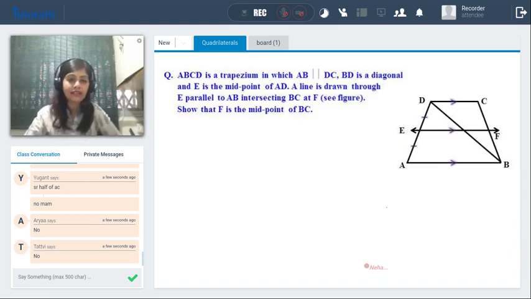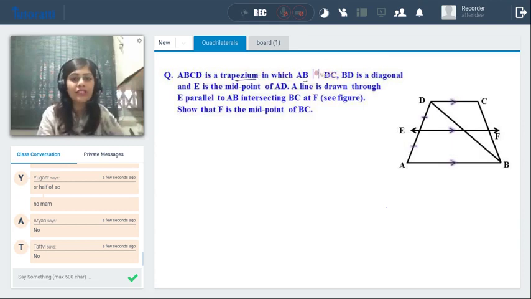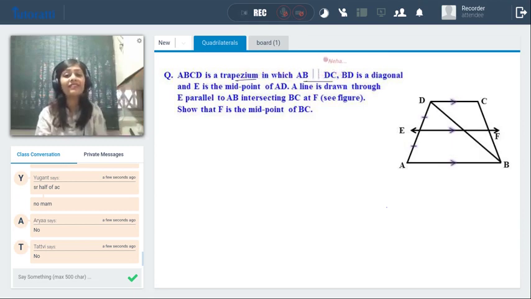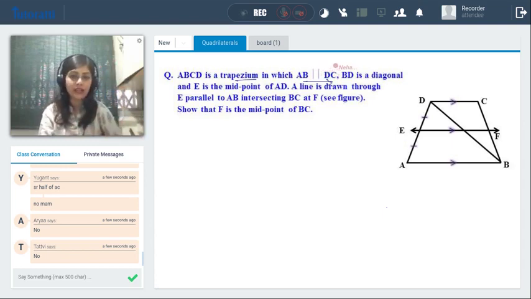Next sum is extremely easy, students. Pay attention. What do we know? ABCD is a trapezium in which AB is parallel to CD. Even if they had not given you AB parallel to CD, we know a trapezium is a quadrilateral in which only one pair of opposite sides is parallel. That means clearly in the figure AB and CD should be parallel to each other. Next, BD is a diagonal and E is the midpoint of AD. It's given to us that E is the midpoint of AD.